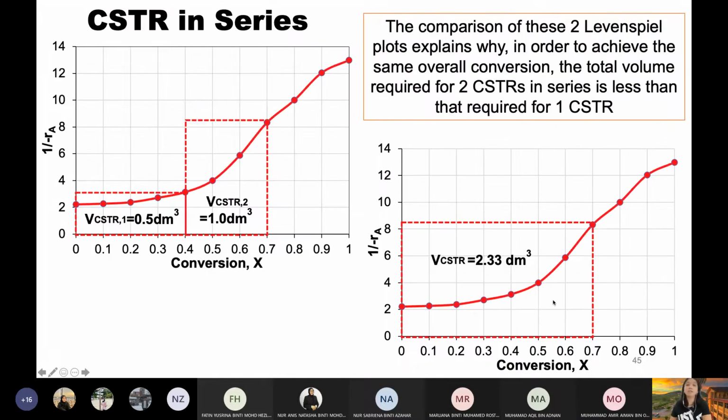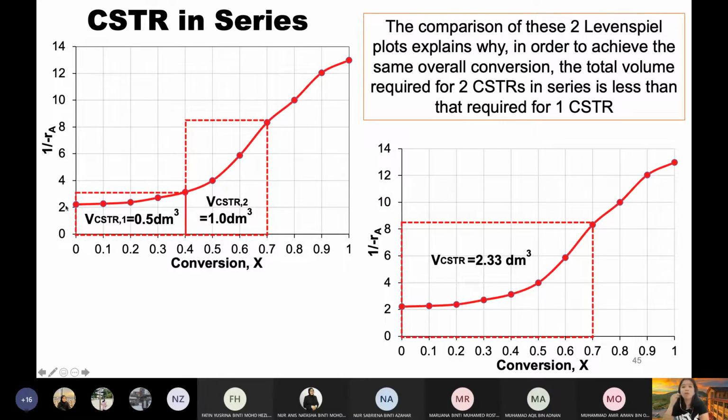Okay. Kalau kamu perasan, for the single reactor on my right hand side, the volume that you calculated, 2.33 dm³, is basically the area of this rectangle, kan? Area below the curve, 2.33, luas kawasan ini. Okay. But kalau kamu pergi kepada dua reaktor in series, okay, kamu kena ingat, berapakah sebenarnya volume yang, what was the volume that you calculated?